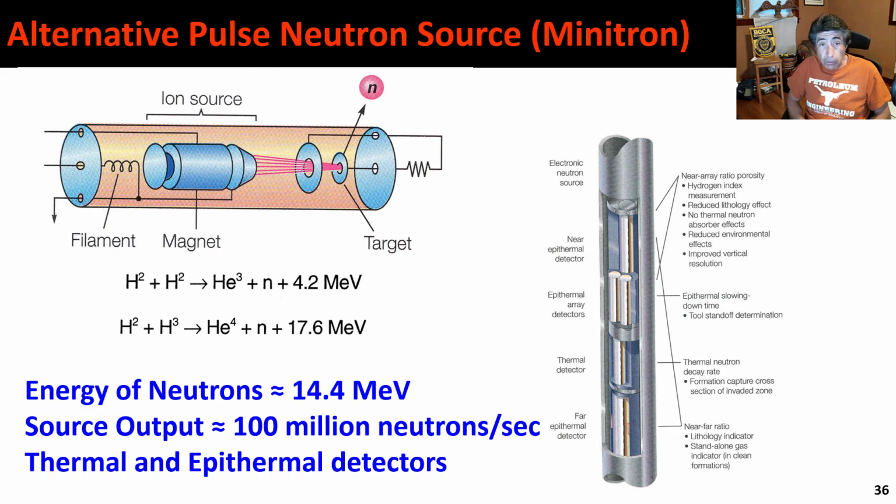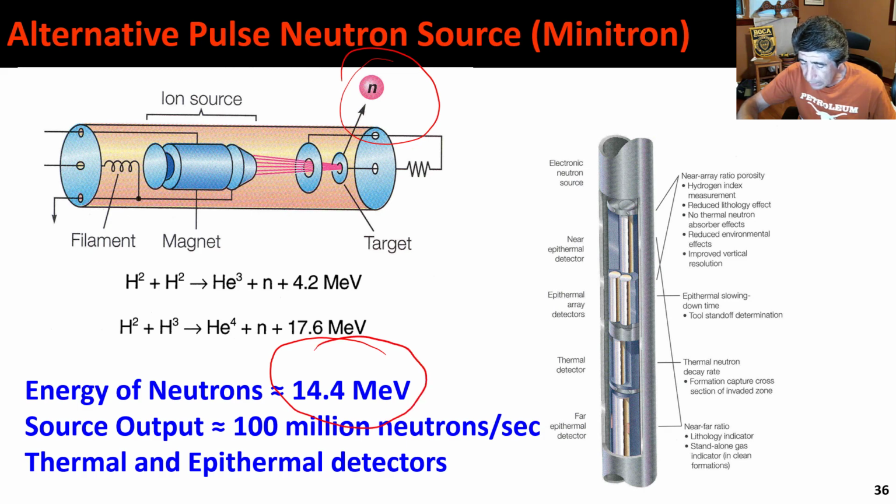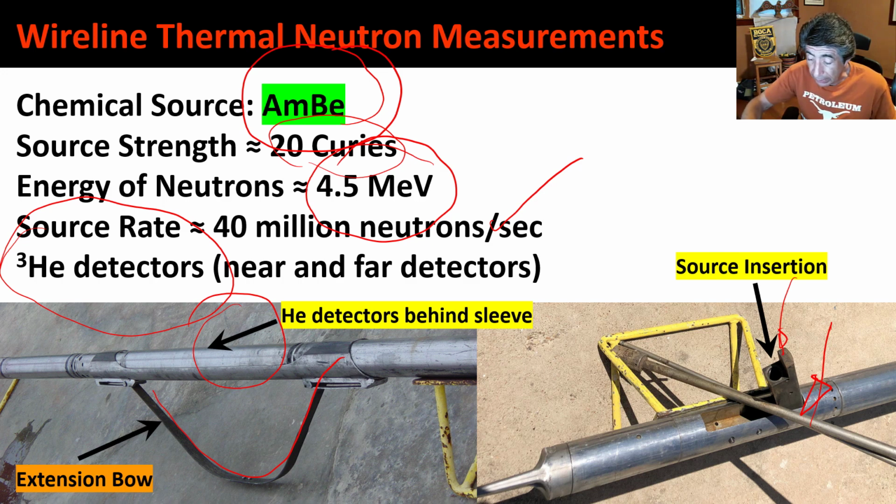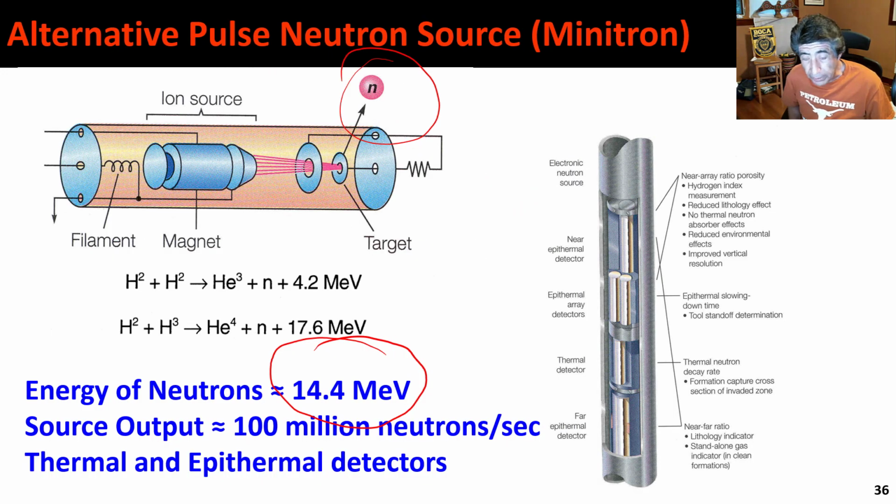Now, another way to send neutrons to the formation is with the so-called minitron, which is a pulse neutron source. Essentially, we use ions that are sent through a magnet at high energy and they are bounced off a target, and that bouncing off a target releases neutrons. And those neutrons have an energy of 14.4 mega electron volts. Compare that energy to the energy of 4.5 mega electron volts that comes from the chemical source. So it's almost 3 times.